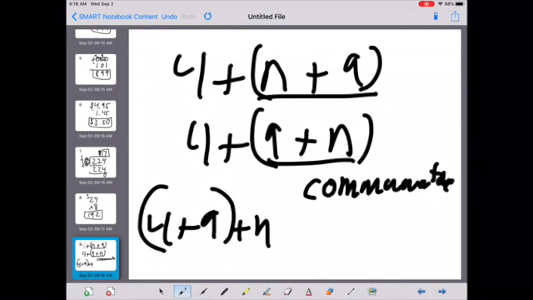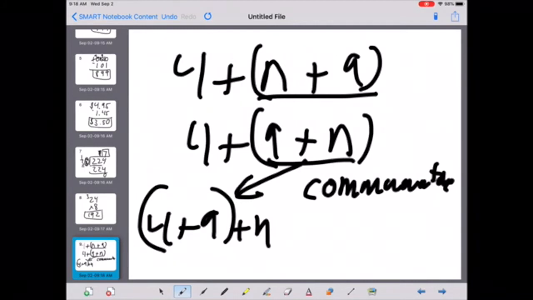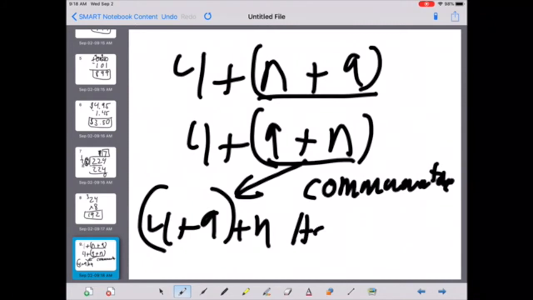The next one, switch to 4 plus 9 plus n. Now I look. This to this. Here I had 9 and n. Now I have 4 and 9. Different numbers in parentheses.